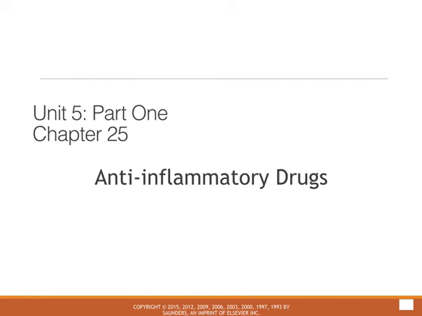This has, I believe, 4 chapters that we need to discuss. Disregard the Part 1 label on this slide. We will do all 4 chapters sequentially. There is no Part 2. So the first chapter is Chapter 25, and this is anti-inflammatory drugs. And these are drugs that we are given very, very commonly.